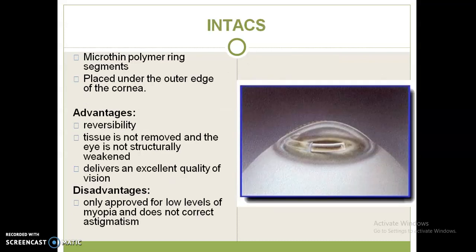The INTACs, or implantable lens, means micro thin polymer ring segments are placed under the outer edge of the cornea. At the outer edge of the cornea, we will be implanting these, that is INTACs. The advantages are reversibility, tissue is not removed and the eye is not structurally weakened, and they deliver an excellent quality of vision. And the disadvantages are that they are only approved for low levels of myopia and do not correct astigmatism.